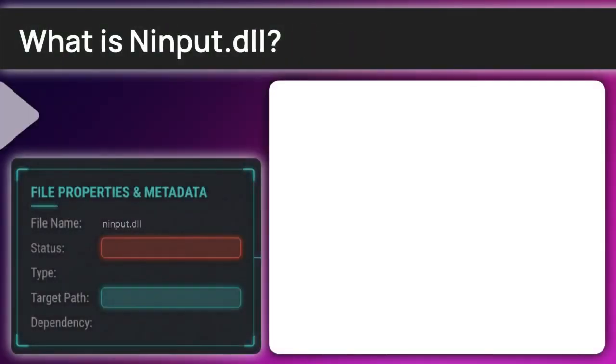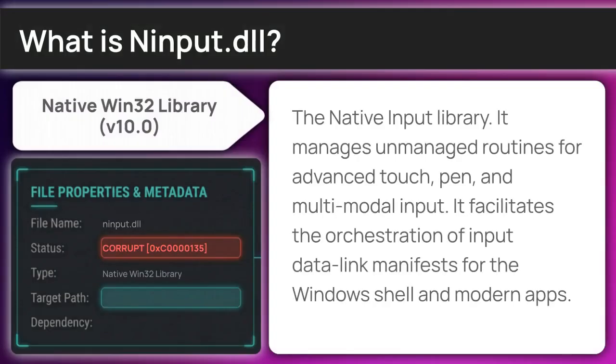This is the Ninput library, the native input library. It manages unmanaged routines for advanced touch, pen, and multi-modal input. It facilitates the orchestration of input data link manifests for the Windows shell and modern apps. Since we've covered what this file is, let's move to the primary fix.